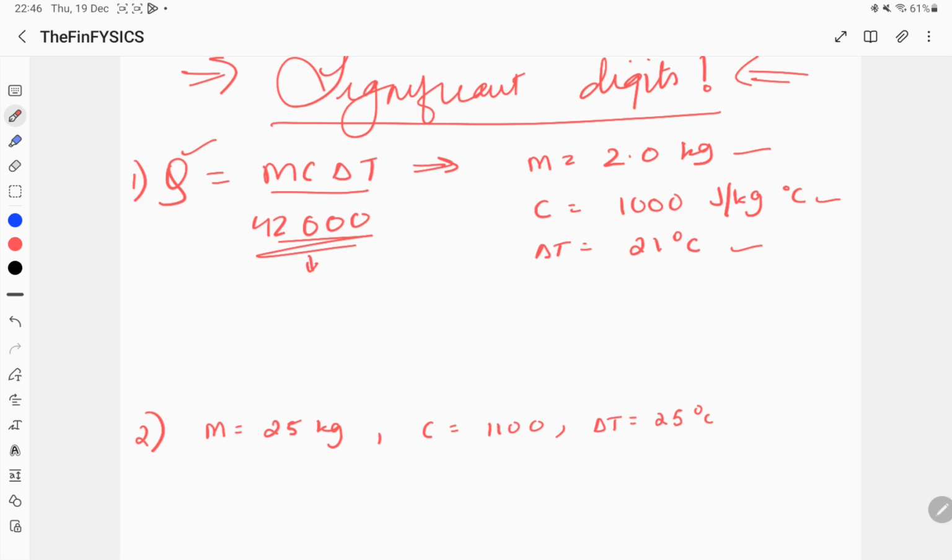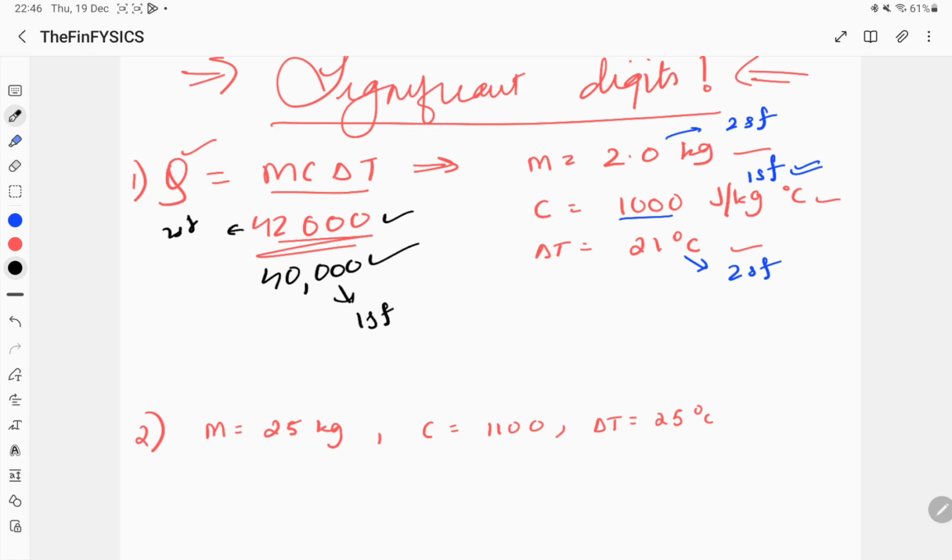Now let's first look at the raw data. This is 2SF, this is also 2SF, and this is 1SF. As per my note in the syllabus, it has to have the same number of significant figures as the lowest SF or lowest plus 1, which means either I can write the answer as 40,000 or 42,000. Both will be accepted because 40,000 is 1SF, 42,000 is 2SF. I cannot write the answer in 3SF.